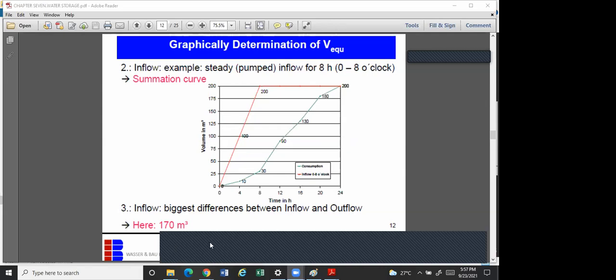Okay, so here you see that the biggest difference is between 30 and 200. So that gives you 170 as your equalizing volume. This is the equalizing volume we're talking about. So you now add 20% of this, add your firefighting to get your total volume.